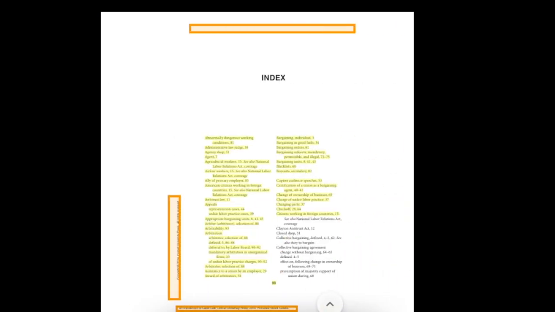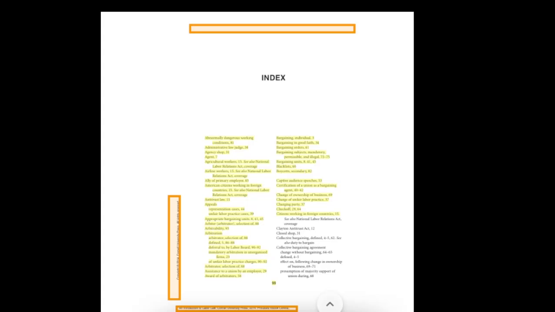Abnormally dangerous working conditions, 81. Administrative law judge, 38. Agency shop, 31. Agent, 7. Agricultural workers, 15. See also National Labor Relations Act, coverage. Airline workers, 15. See also National Labor Relations Act, coverage. Ally of primary employer, 83. American citizens working in foreign countries, 15. See also National Labor Relations Act, coverage.